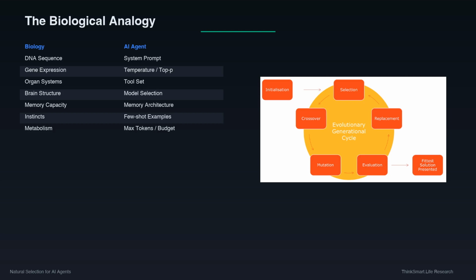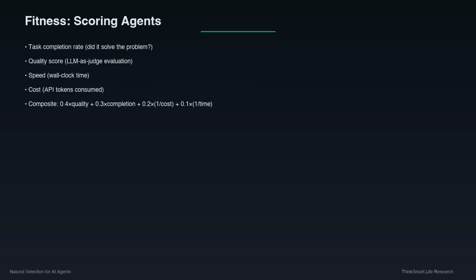In biology, fitness is an organism's ability to survive and reproduce. For AI agents, fitness is a scoring function. How well did the agent complete the task? How fast? How cheaply? You combine these into a composite score. The agent's DNA is its configuration. The system prompt is a genome. Temperature is a phenotypic trait. Tool selection is an adaptation. Few-shot examples are instincts. Memory architecture is brain structure.